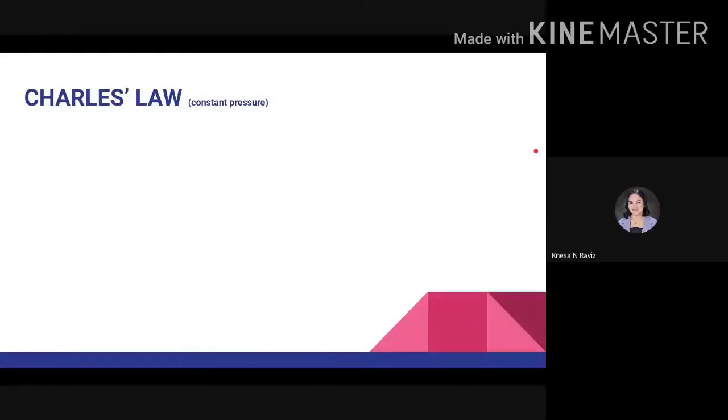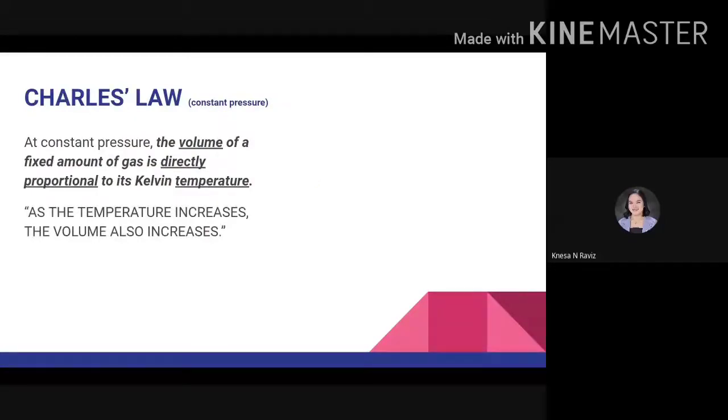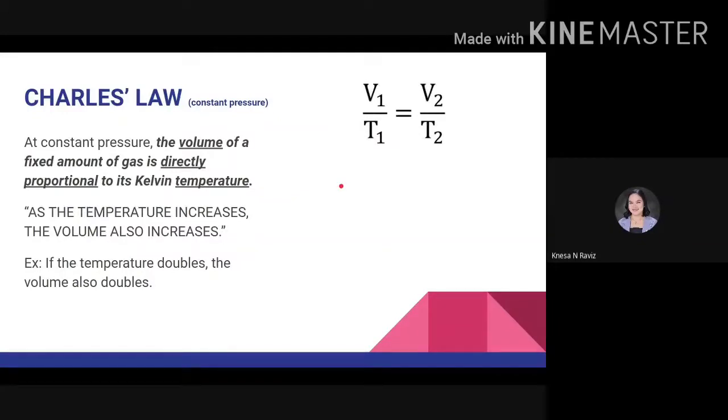Next, we proceed with Charles' law. At constant pressure, the volume of a fixed amount of gas is directly proportional to its Kelvin temperature. It means that as the temperature increases, the volume also increases. And for example, if the temperature doubles, the volume also doubles. The equation for Charles' law is initial volume divided by initial temperature equals final volume divided by final temperature.